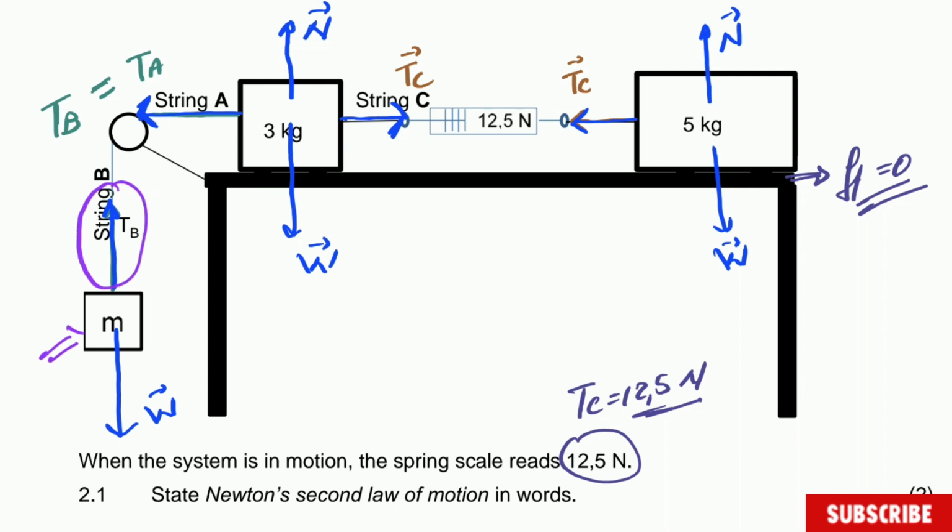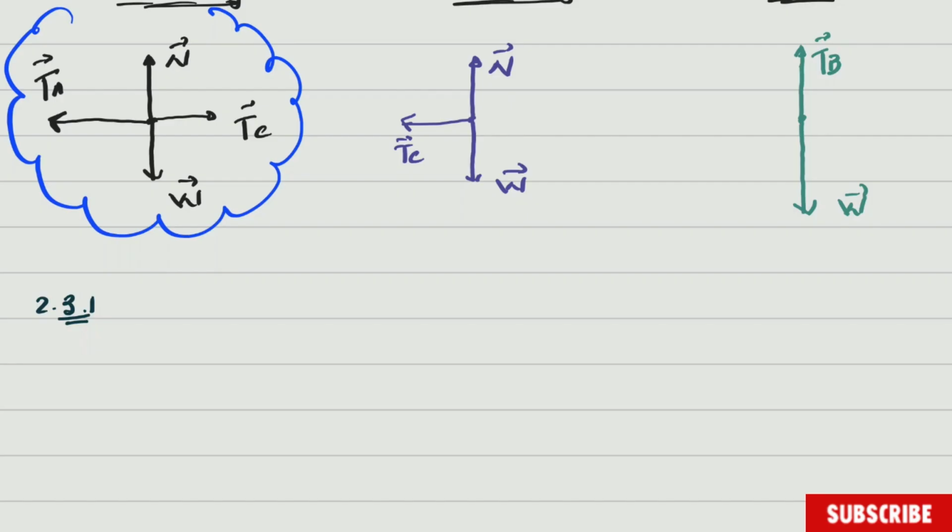This object, we don't know the mass, but we know that tension B is equal to tension A. So we are going to work simultaneously with the 3 kilogram block and the 5 kilogram block. We are not going to work with M because we don't know what the mass is. Alright, so we're going to work simultaneously with the 3 kilogram block and the 5 kilogram block. Here we're going to say for 3 kg on this side, and here we're going to work for the 5 kg. That is how we're going to work.